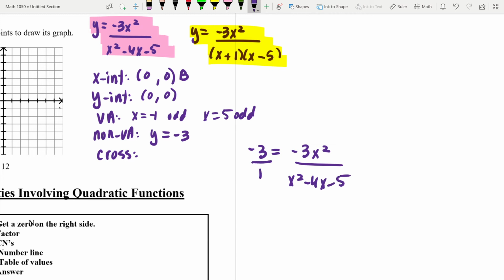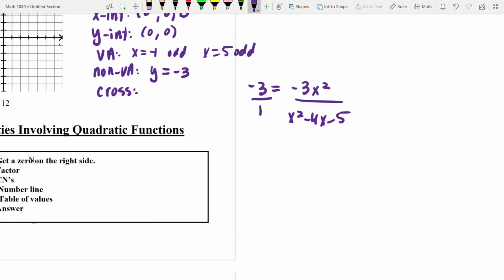Put a 1 underneath and cross multiply. Distribute the negative 3. Negative 3x squared plus 12x plus 15 equals negative 3x squared. This negative 3x squared comes over and knocks that one out. Can you tell just right now if it's going to be a yes or a no? It's a yes, because I've still got an x left over and I can solve for that.